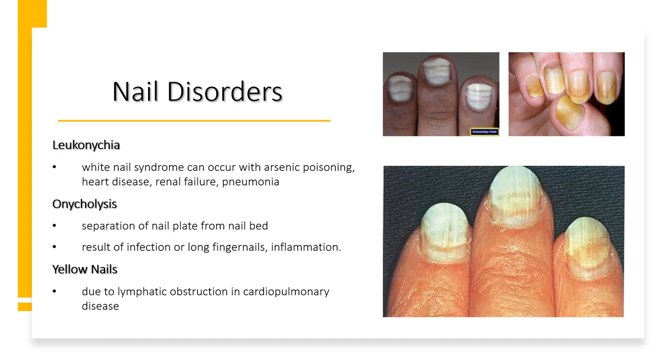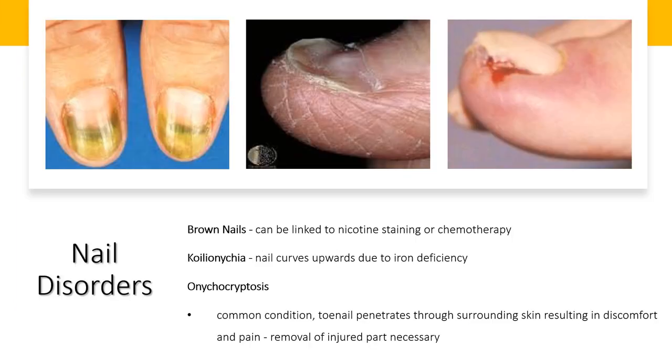Yellow nails are different from nicotine nails, which we'll have later on. Yellow nails are due to a lymphatic obstruction in cardiopulmonary disease. So yellow nails are more to do with the lymphatic obstruction in cardiopulmonary disease. Brown nails are often linked to nicotine staining or chemotherapy. Koilonychia is where the nail curves upwards due to an iron deficiency. You can see that in the middle picture there.